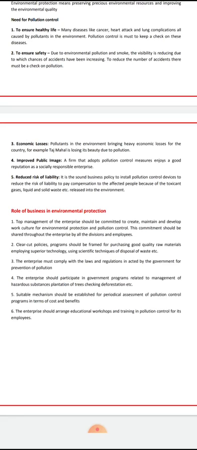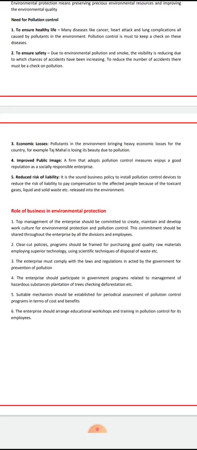The next point is clear cut policies and programs should be framed for purchasing good quality raw materials, employing superior technology, using scientific techniques of disposal of waste. The third is the enterprise should comply with the laws and regulations enacted by the government for prevention of pollution and control. The fourth is the enterprise should participate in government programs related to management of hazardous substances, plantation of trees, checking deforestation, etc. The next is a suitable mechanism should be established for periodical assessment of pollution control programs in terms of cost and benefits.